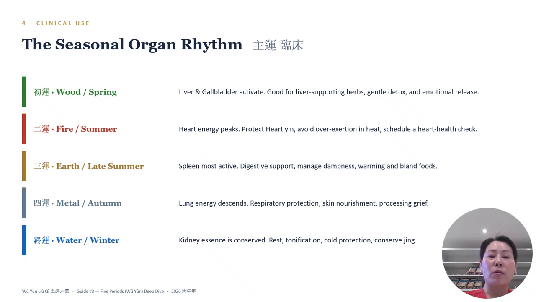In period 4, metal and autumn, the lung energy descends. Protect the respiratory system, nourish the yin, and make space to process grief. And in period 5, water and winter, the kidney essence is being stored. So rest, tonify, protect against cold, and conserve the Jing. This rhythm is your baseline for any year. The guest layer, which we'll meet next, is what bends it into each year's unique shape.